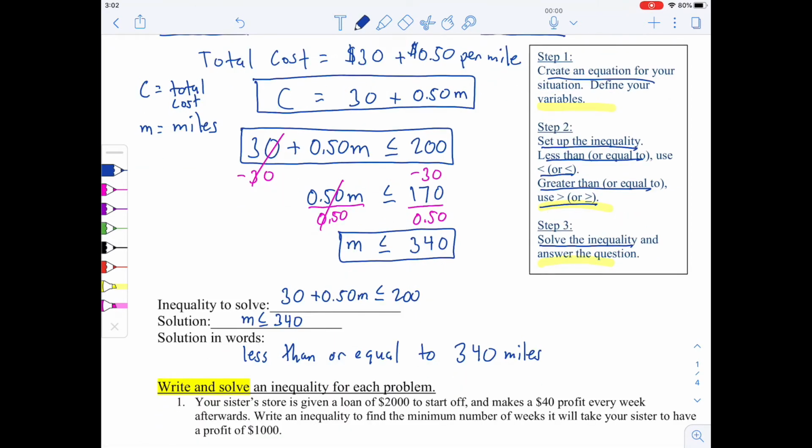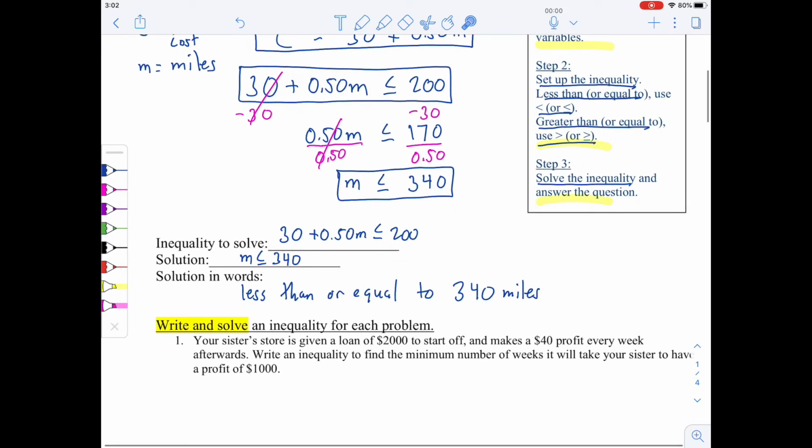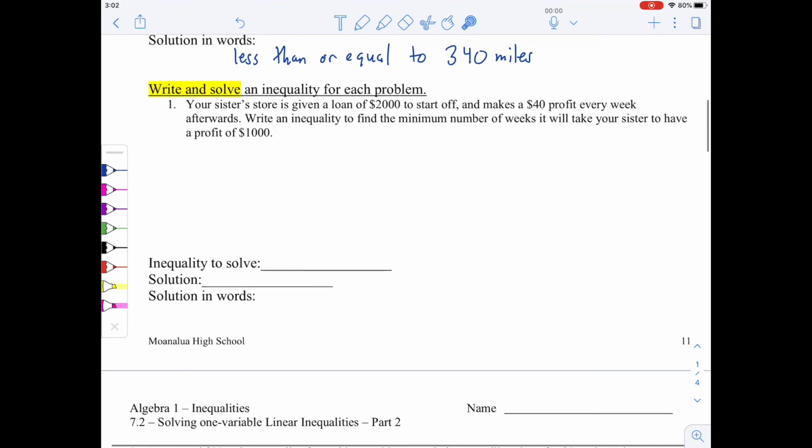Okay, so we're looking at our steps again. We just write the equation and define our variables. We did that on the side. Set up our inequality, right? We want to say less than or equal to 200. We solve it and we get less than or equal to 340. And then we write out the inequality to solve, the solution, and the answer in words. So those three things.